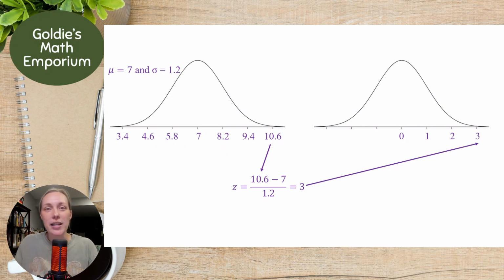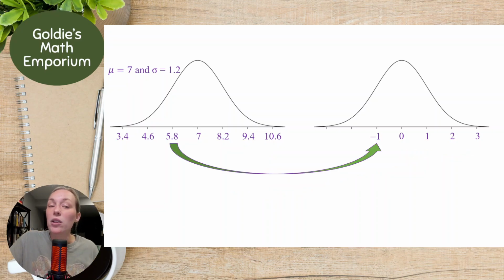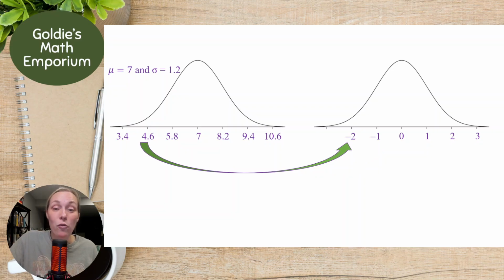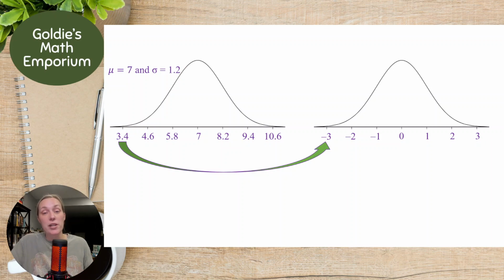Do you see the magic that is happening? Maybe you kind of expected it. Maybe this was obvious to you, but for a lot of us, it's not obvious. What do you notice? You notice the mean is in the middle at 0, and then you went 1, 2, 3 standard deviations out. What do you think is going to happen to the other side? Well, 5.8 is going to be -1 when you find the z-score. 4.6 is going to have a z-score of -2, and 3.4 is going to have a z-score of -3.